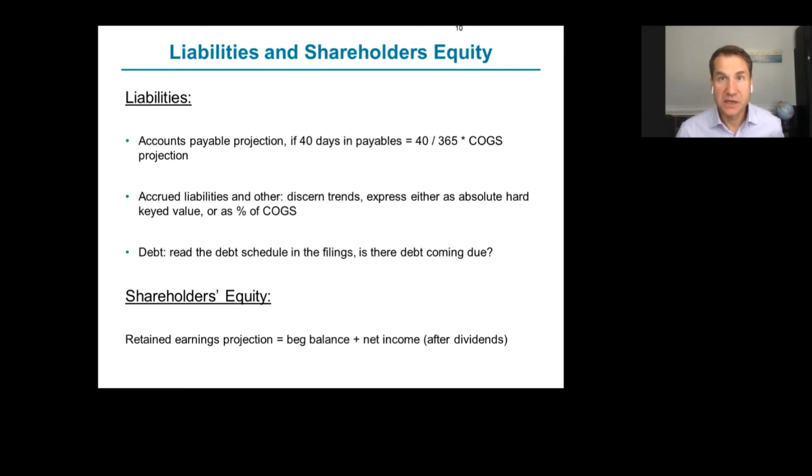So on the liability side, we'll use the same formula for accounts payables. Accrued liabilities, we'll express them as a percent of revenue. We'll calculate what that percentage is historically, and assume a similar number going forward. And then for shareholders' equity, the formula for retained earnings is beginning balance plus net income minus dividends and share buybacks for Home Depot.